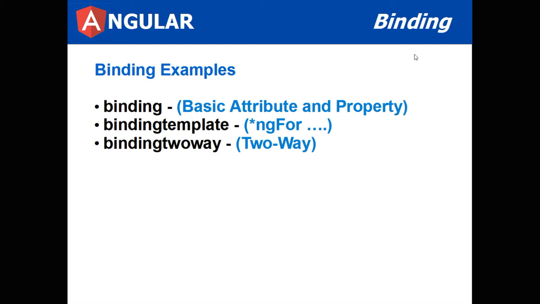So let's go through examples. These are some binding examples. One of them, we talk about basic attributes and properties. That's the binding example. We have a binding template where we use directives like ngFor, ngIf, ngSwitch. And we get binding two-way, which is a two-way binding example.